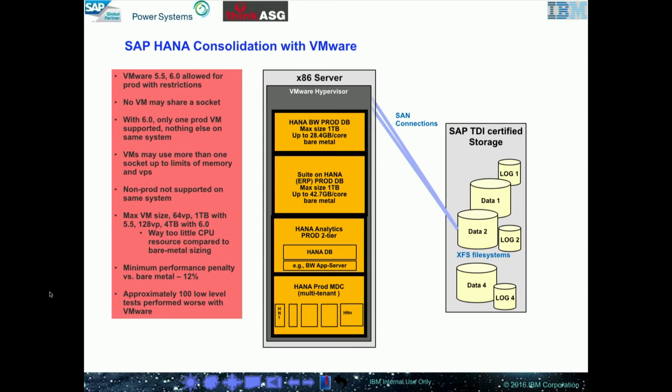So you use an entire socket even if you only need 1 core. For instance, on the latest generation of systems, the Broadwell EX systems, if you're using 24 cores and you need 25, you have to use an entire second socket. So it's a very non-granular sort of approach. This is not very efficient. VMware 6.0 is supported, but only with one production VM on the entire system and nothing else may be on that system.